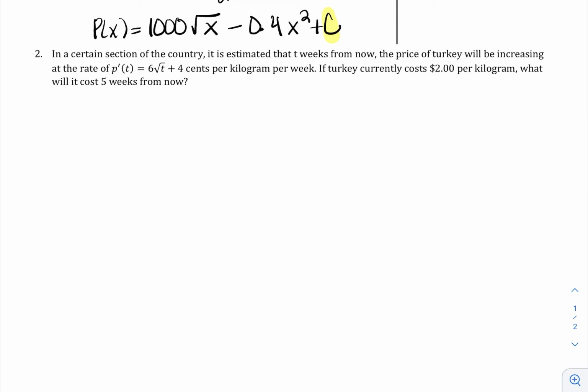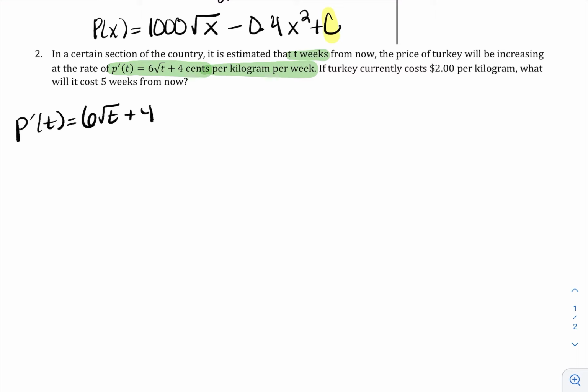In a certain section of the country, it is estimated that T weeks from now, so T is measured in weeks, the price of turkey will be increasing at the rate, and then it gives you the rate of the price function. And what's important to notice here is how it's measured. So cents per kilogram per week. If a turkey currently costs $2 per kilogram, what will it cost 5 weeks from now? So it gives you the rate of the price, so the derivative of the price.